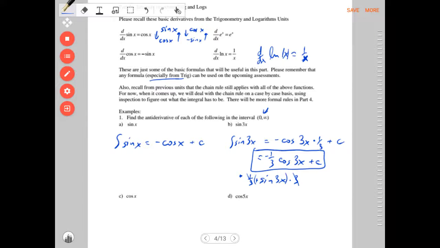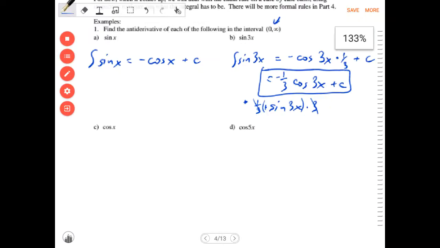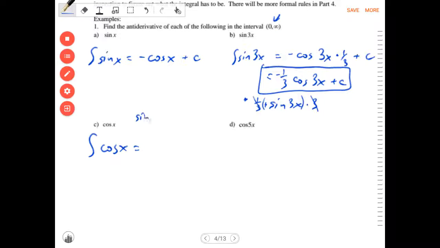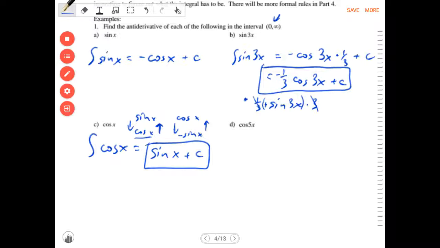Okay, let's try this again with cosine. So the integral of cosine. Remember, the derivative of sine is cos, and then the derivative of cosine is negative sine. So the integral of cos, going up, is just sine x. So that is sine x plus c. All there is to it.